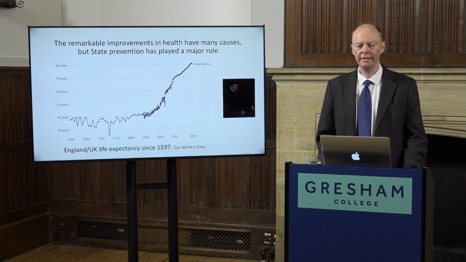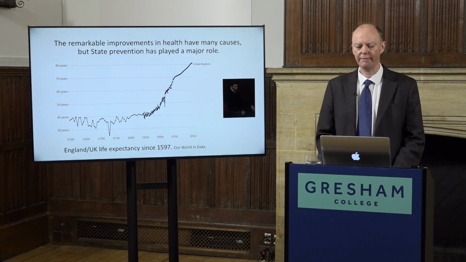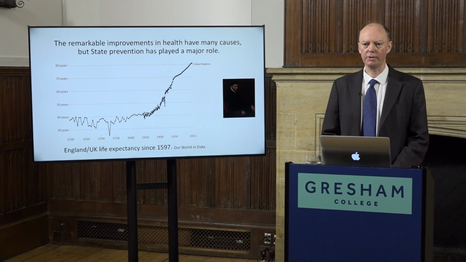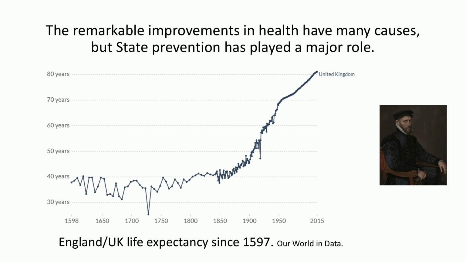If we go back to when this college was founded in 1597, the average person in the UK lived around 40 years, but many people died in childhood. And that continued all the way through to around the 1850s. And at that stage, we started to see a gradual and then steady improvement in health through to a point now where the majority of people live to 80 years or more.